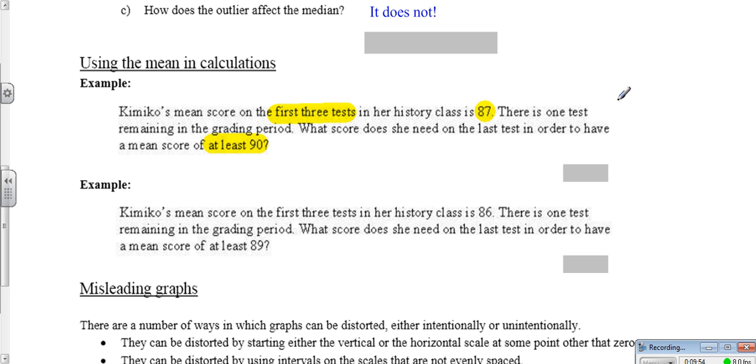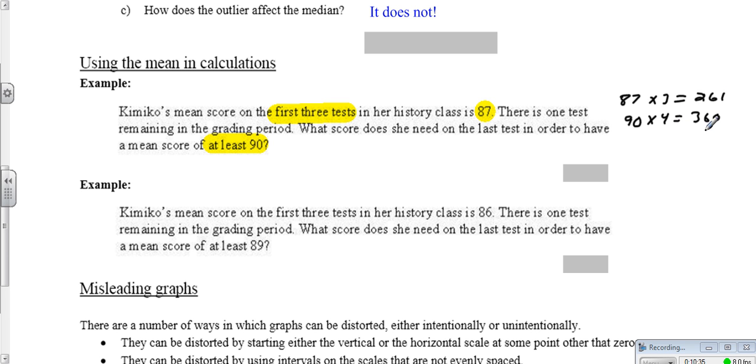is they must have added up 3 numbers and divided by 3. So if I took 87 and I multiplied it by 3, I'd get what that sum was. And if I did that, I would get 87 times 3, and I'd get 261. That was the sum of the first 3 tests. Okay? Now, if I want to have an average of at least 90 after 4 tests, what must the sum be? So I take 90 times 4, and I'd have to have a sum of 360.